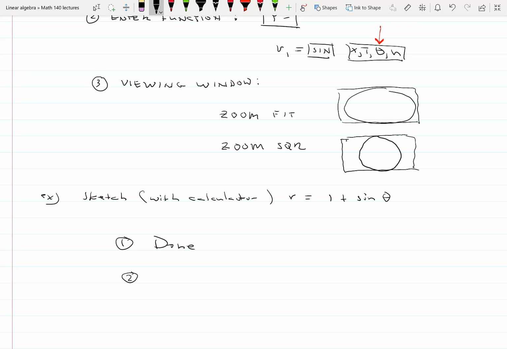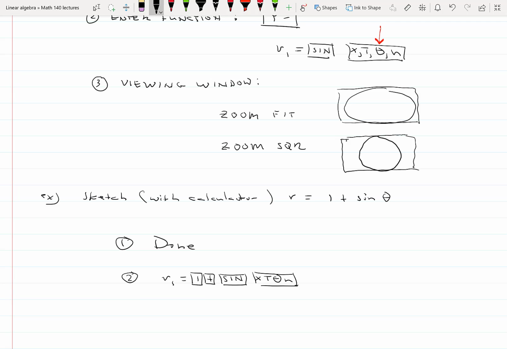2, enter the function. So we push y equals, and you push clear to clear out the old function. Or you could just add 1 to it. I would just start over. Enter r1 equals 1 plus sine, and then push the X,T,theta,n button. Okay, so these are all buttons. And then close the parentheses.